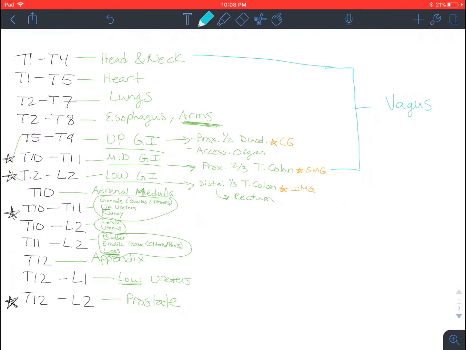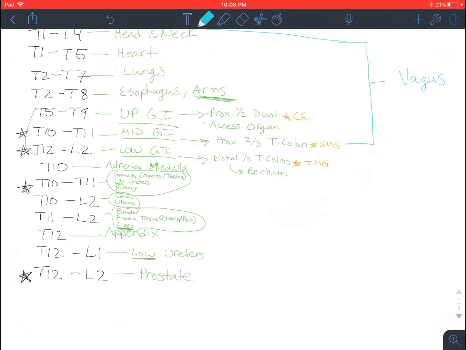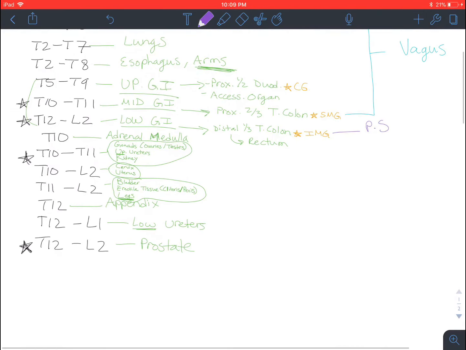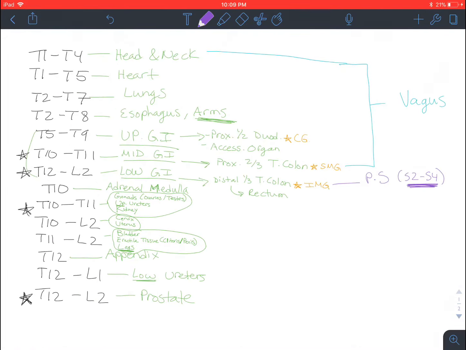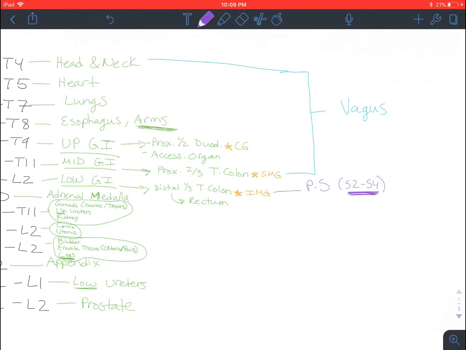So the pattern that I'm about to show you is it's going to be vagus, pelvic splanchnic, nothing. Vagus, pelvic splanchnic, nothing, and then just pelvic splanchnic. So vagus for those, and then pelvic splanchnic. And remember, pelvic splanchnic is S2 to S4. That's really important. They'll ask you questions that are secretly testing if you know that the pelvic splanchnic is what does it by talking about the innervation and that sort of thing.